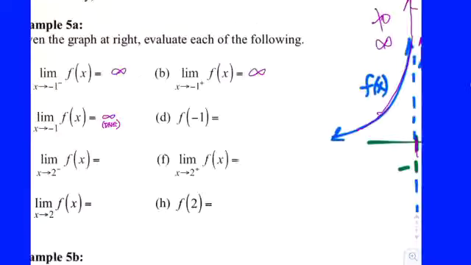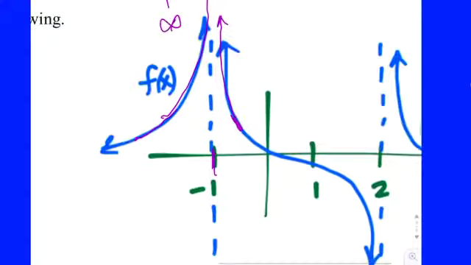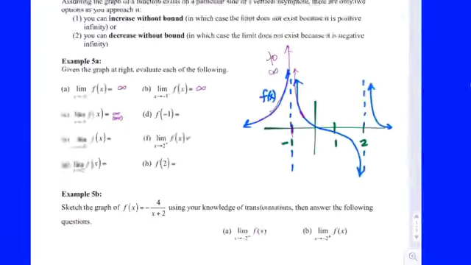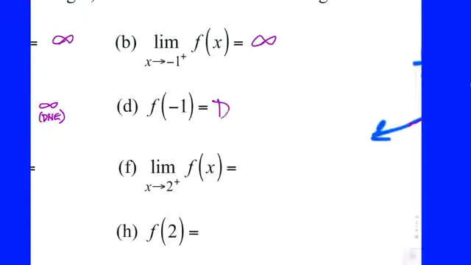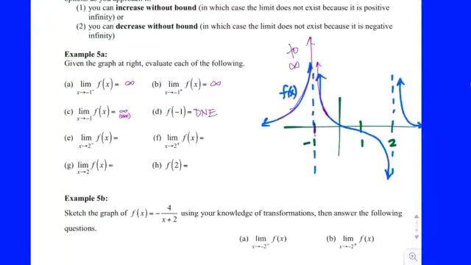All right, what is f of negative 1? Look up, look down at negative 1. Do you see an ordered pair? Do you see a dot? I don't either. Now, that doesn't mean that we can't have one there because we can make one with a piecewise definition. All things are possible. But it would look like that, and we don't see one, so this would be non-existent, or DNE. It's undefined. You can put DNE.